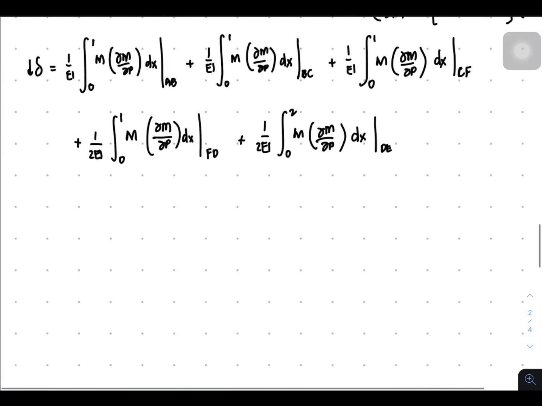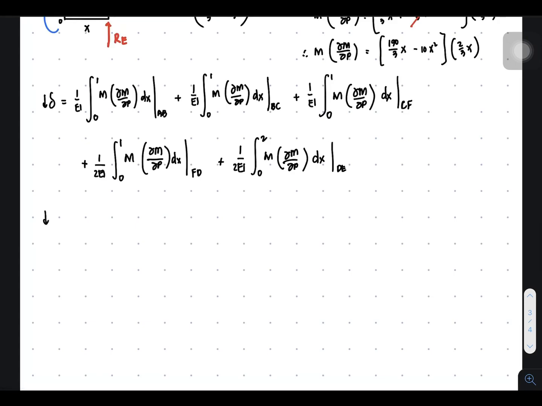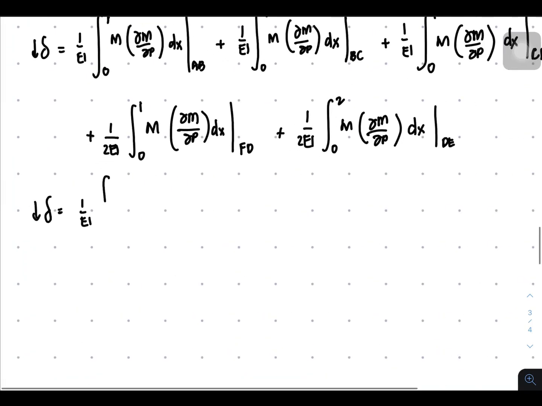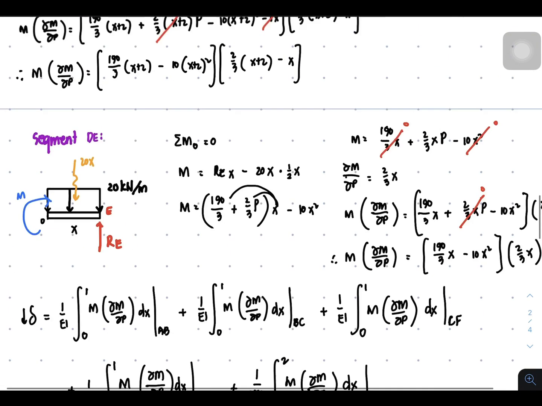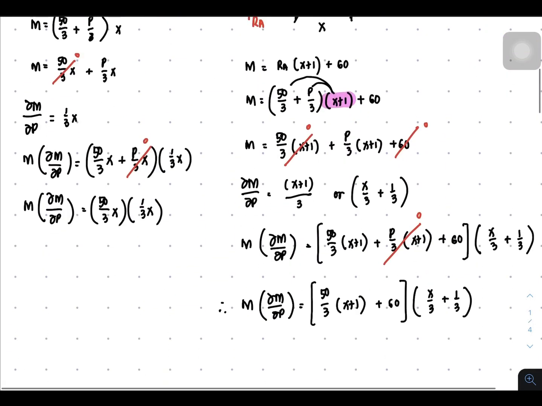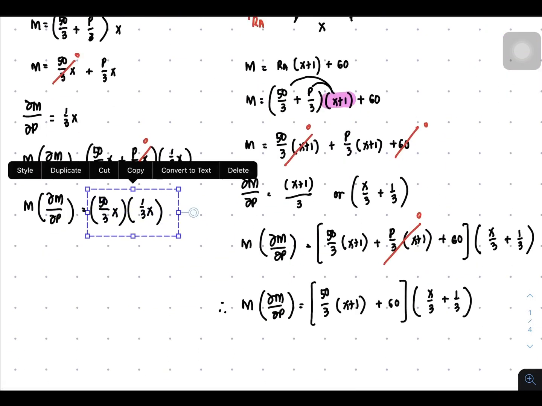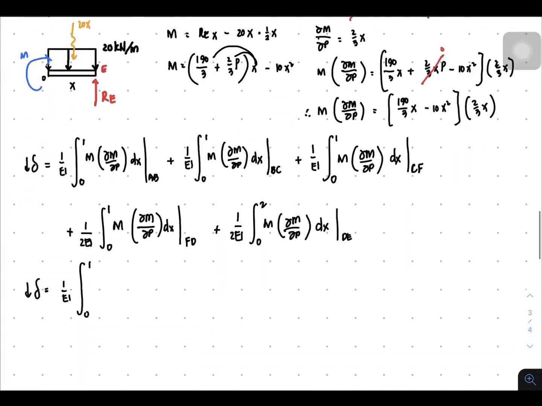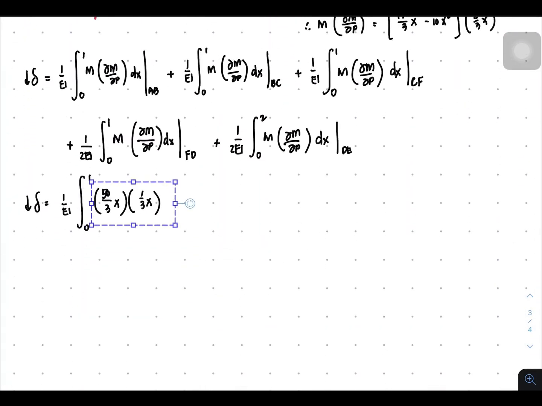Okay. So what we're going to do now is copy the integral. So downward deflection equal to 1 over EI integral from 0 to 1. Copy segment AB. So where is segment AB? Here. So copy that. Paste it here. Dx. Then plus 1 over EI again for BC. So this is 0 to 1 again.